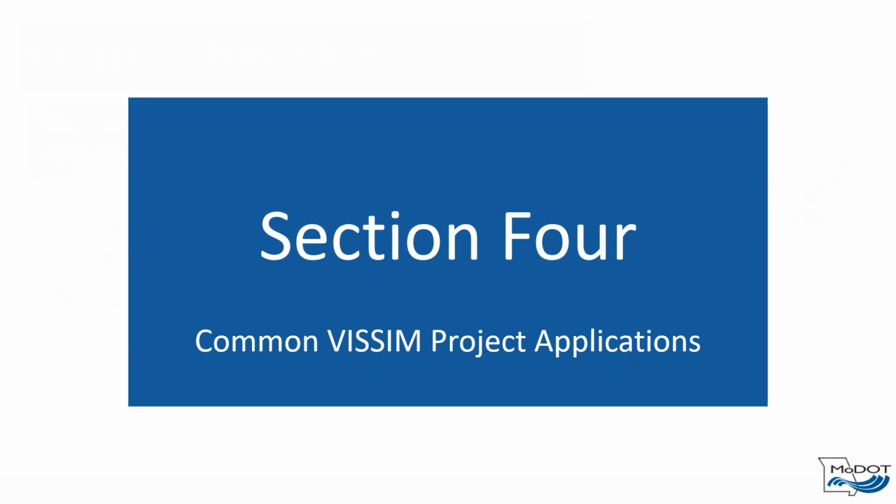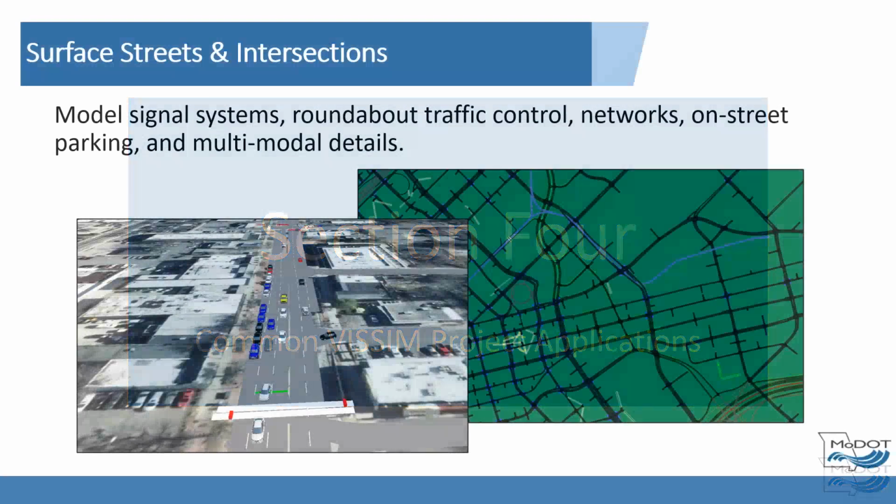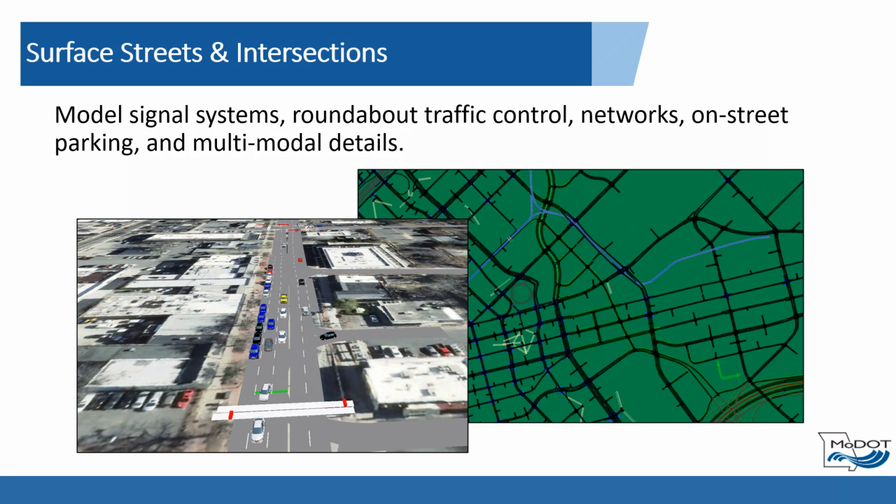This section highlights common project types where Vism is used for evaluation and visualization purposes. One typical category of analysis that is modeled in Vism is surface street networks, specifically extended corridors or urban grid street networks where a high level of vehicular interaction occurs. Vism is capable of accurately modeling coordinated signal systems and adding details for roundabout traffic control and the presence of mid-block minor streets and driveways.